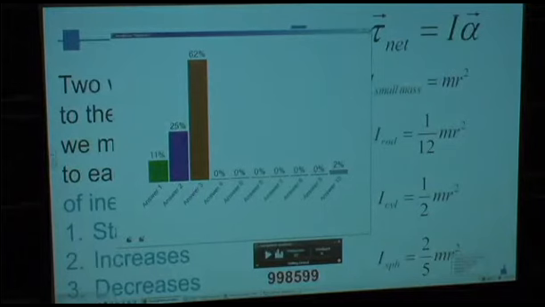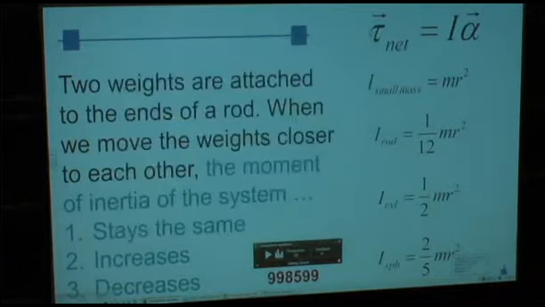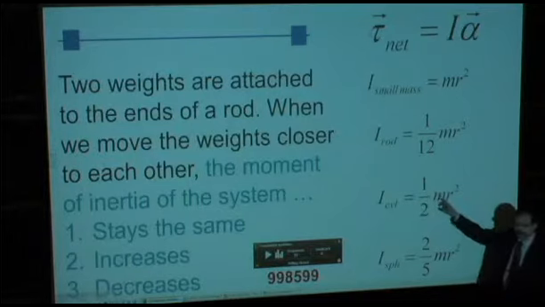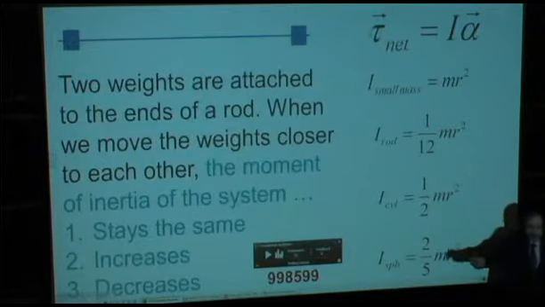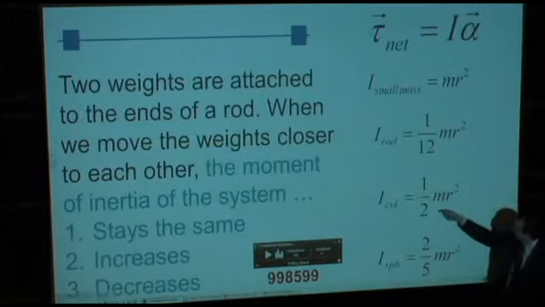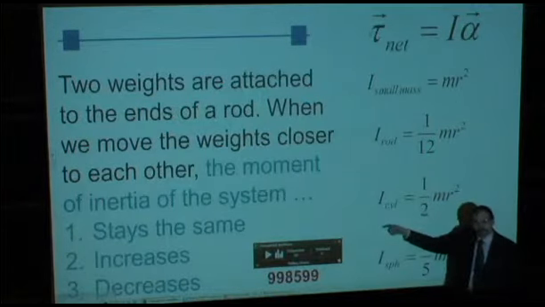So the answer to this question is: decreases. All those equations which we see on the screen tell us that we don't change the mass, we change mass distribution. So we make it closer. If this parameter goes down, the whole product goes down.